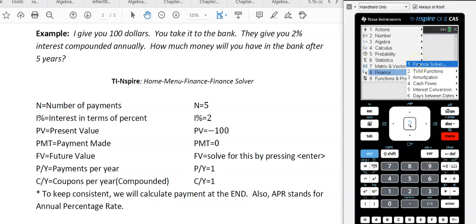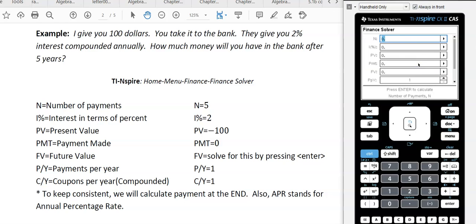And you want to go to the finance solver, the first choice. And you get this kind of table here. It's got all this stuff here. It's explained or defined here. I always start with interest. We'll come back to N in a minute. N is probably the most complicated piece there. I hit tab to go to the next cell.